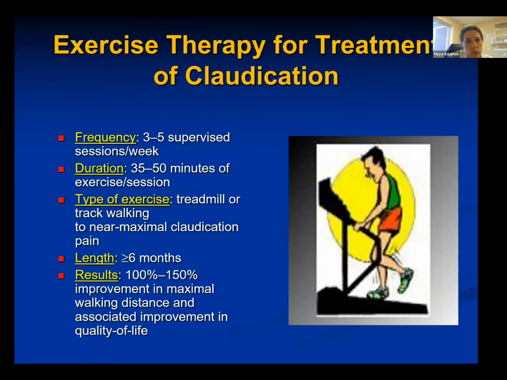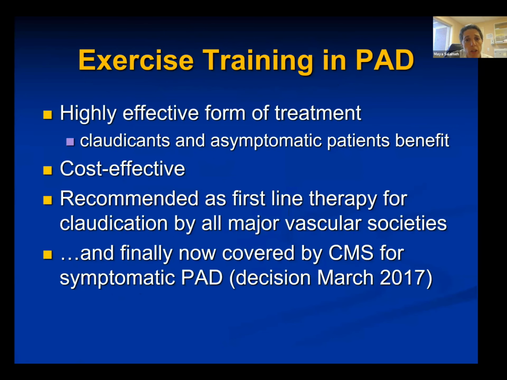The exercise therapy is actually quite specific. It should be at least 3 supervised sessions a week, preferably using a treadmill or track, with the idea of reproducing the claudication, having patients walk through it, then stop and restart exercising again. Ideally, the duration should be 6 months or more of exercise training. It is a very effective form of treatment. It's also not very expensive, and is recommended as first line by all major vascular societies. It is finally now covered by CMS for symptomatic PAD patients. This decision was made not that long ago, in 2017. So it is available, usually through cardiac rehab centers, for patients with PAD.